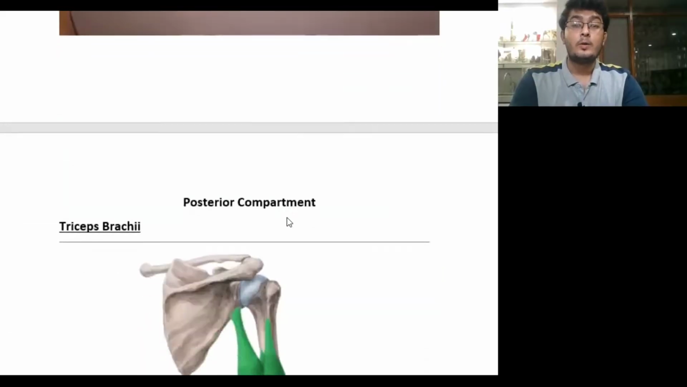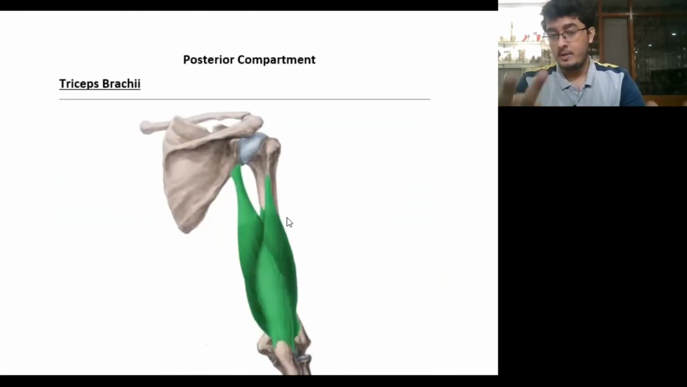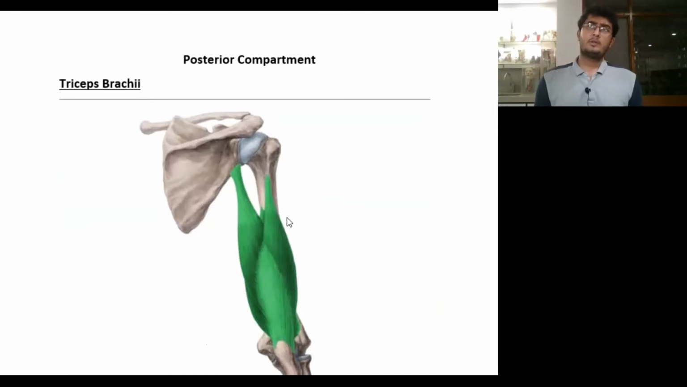Now let's move on to the posterior compartment. The posterior compartment has two muscles. Whenever we think about the posterior compartment, only one muscle comes to our mind, and you are correct if it comes like that, because the other muscle is very insignificant. It has a very minor role, but regardless, we will study that later as we go along.